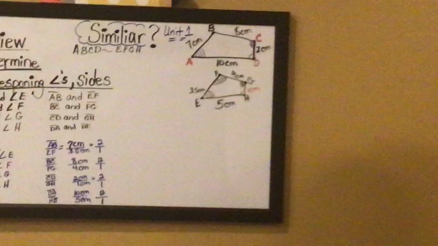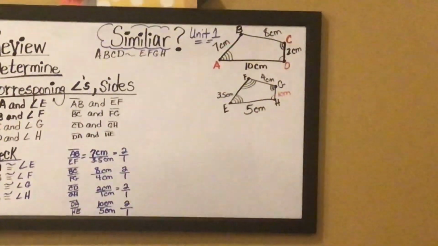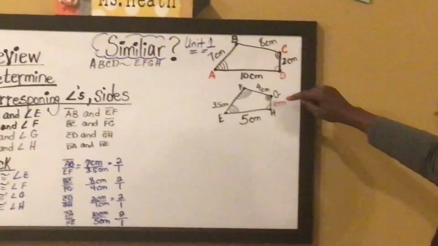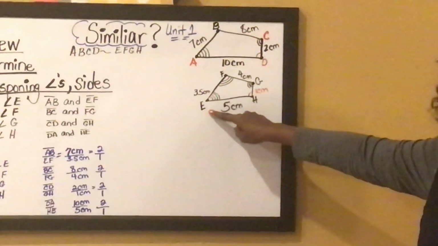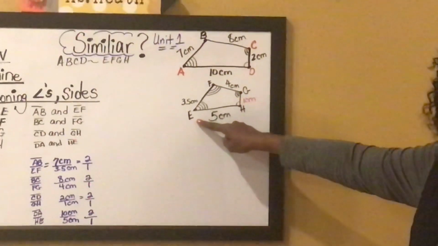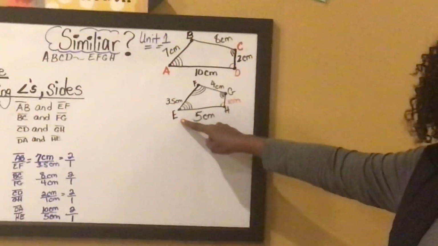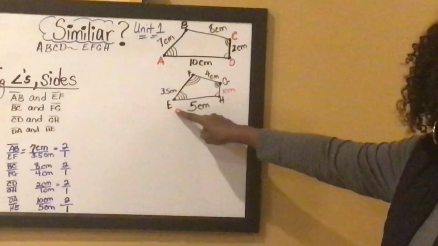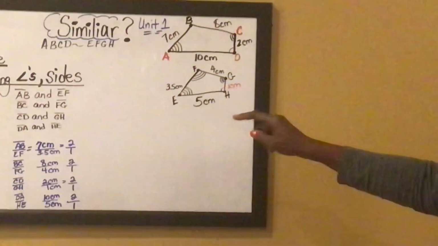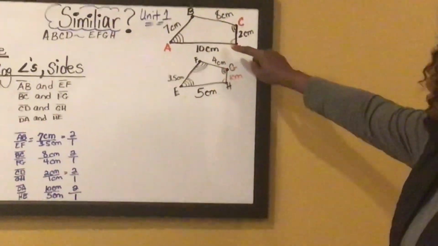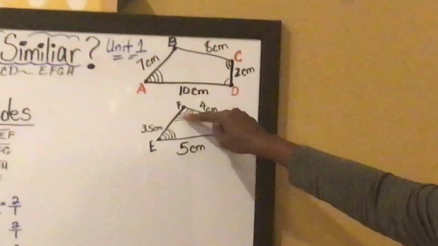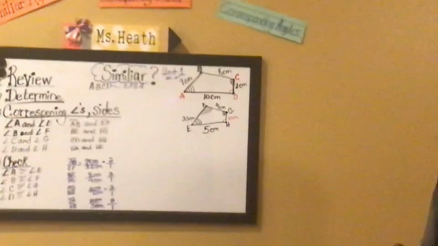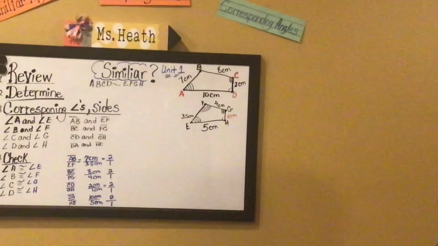If we take a look, we can see that angle A and E, here's angle A, and here's angle E. So angle A and angle E are corresponding angles. Next, we can see that angle B and angle F are corresponding angles. Here's angle B and here's angle F. You see how they're right there together? It's just that this is a larger shape as compared to that one. So those two are corresponding angles, B and F.